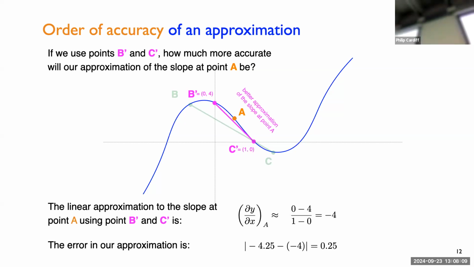So even if you look at the green line here, which is faint, that's under predicting the slope, you can see the pink line here is actually pretty close to the slope. Like it's much, much closer to the slope. But still there's an error of 0.25.